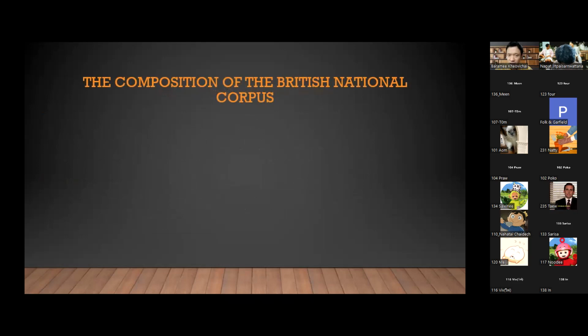Now let's talk a little bit about the British National Corpus, because it's a general one and it is widely used because it's free. It's free and it has many functions that can be really useful. It is about 100 million words, which is a lot.